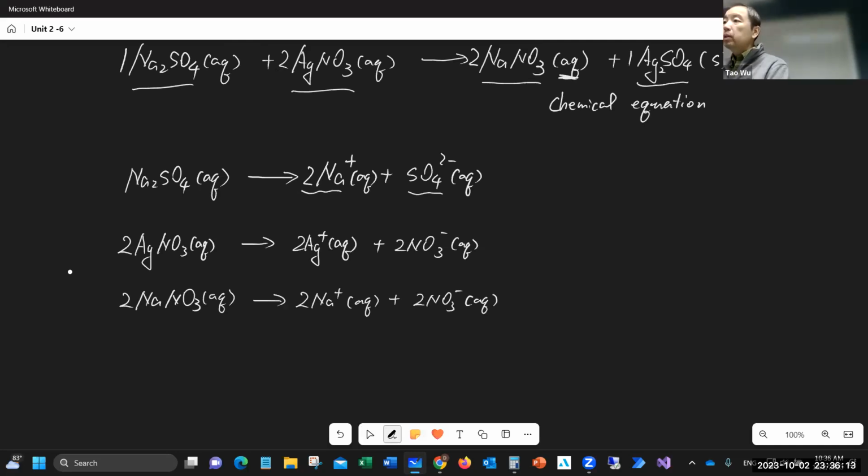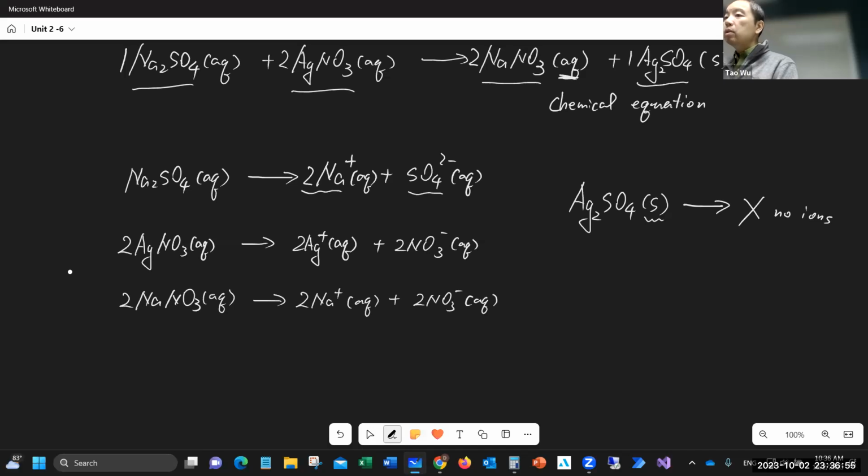But the silver sulfate, we are not going to do so, because remember, this is a solid. In other words, it's a non-electrolyte. If this is a non-electrolyte, then it's not going to transfer electricity, and it's not going to dissolve in the water. Since it's not dissolving in the water, we're not going to have silver ions and sulfate ions in the solution. Does it make sense? So this is not going to make ions, because it is not dissolving in the water.